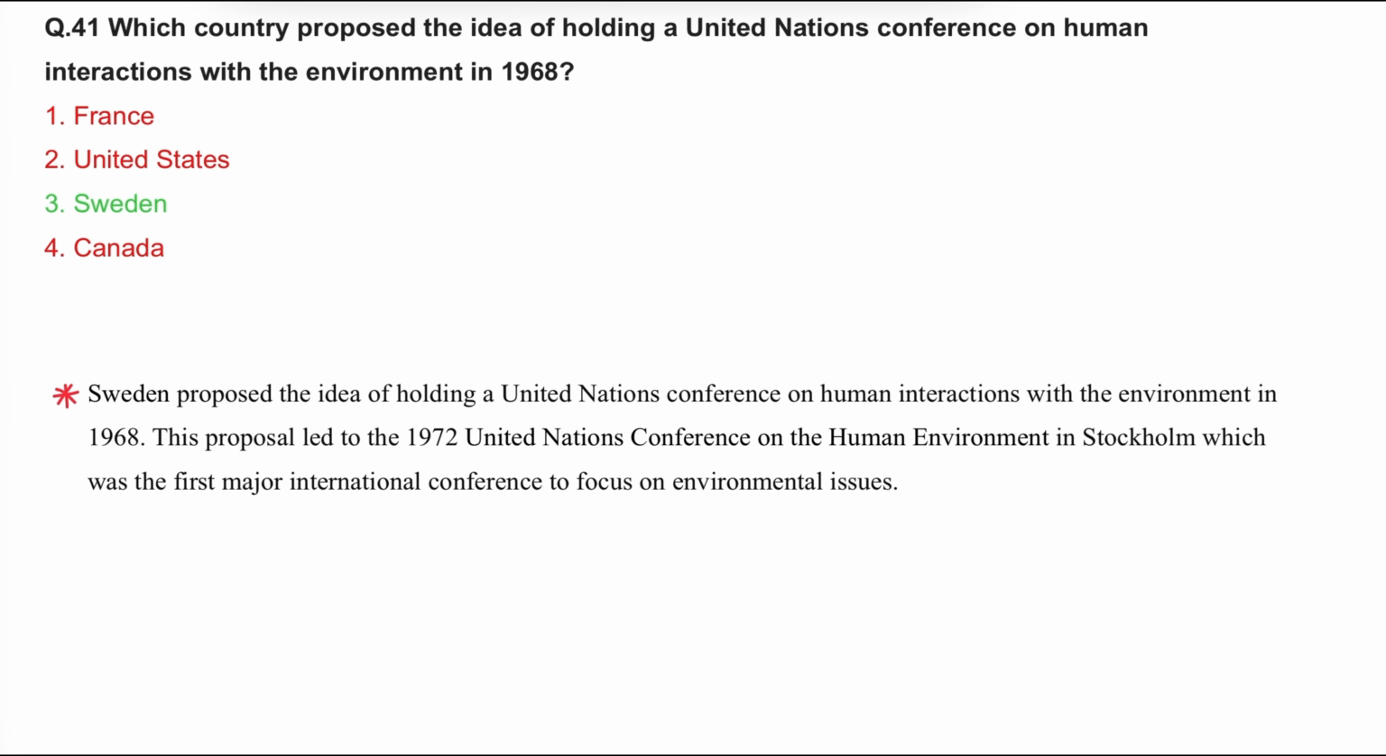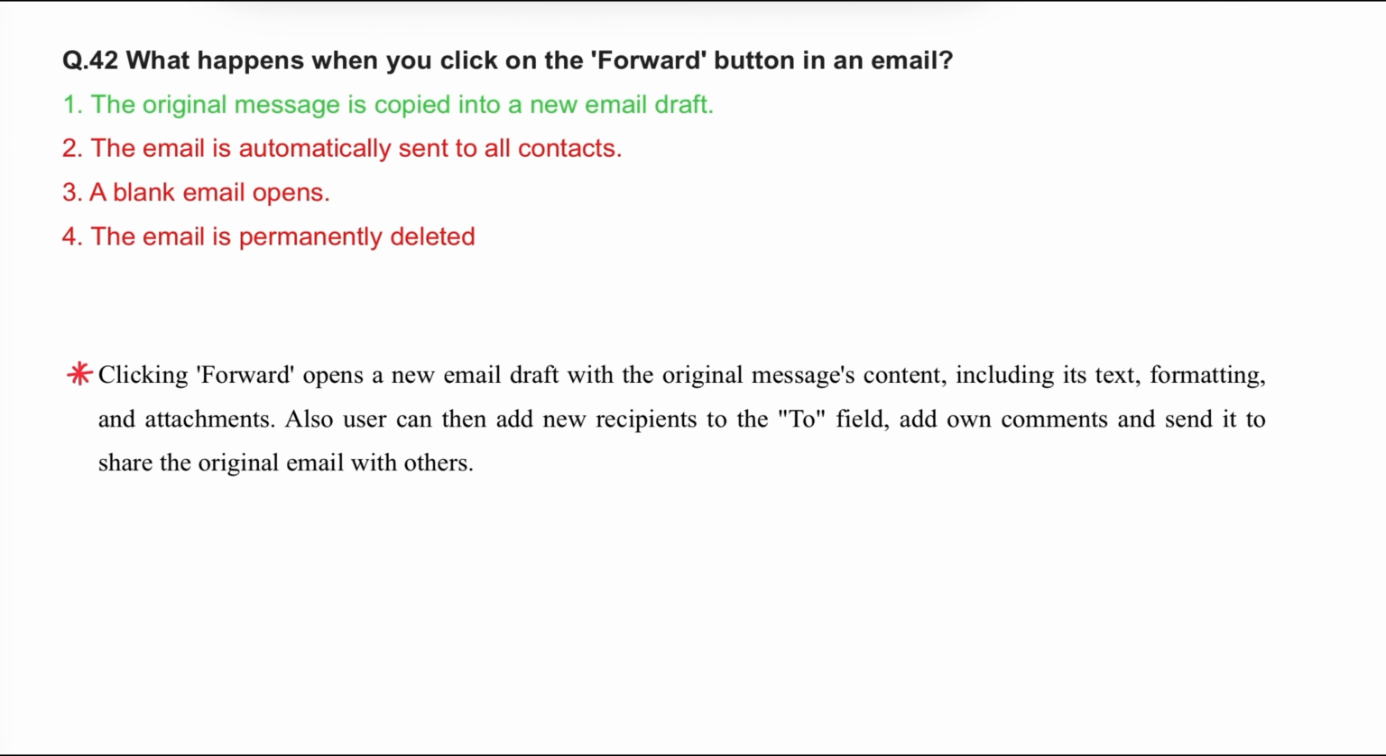Question number 41. Which country proposed the idea of holding a United Nations conference on human interactions with the environment in 1968? Sweden. Sweden proposed the idea of holding a United Nations Conference on Human Interactions with the Environment in 1968. This proposal led to the 1972 United Nations Conference on the Human Environment in Stockholm, which was the first major intercontinental conference to focus on environmental issues. 3 is correct.